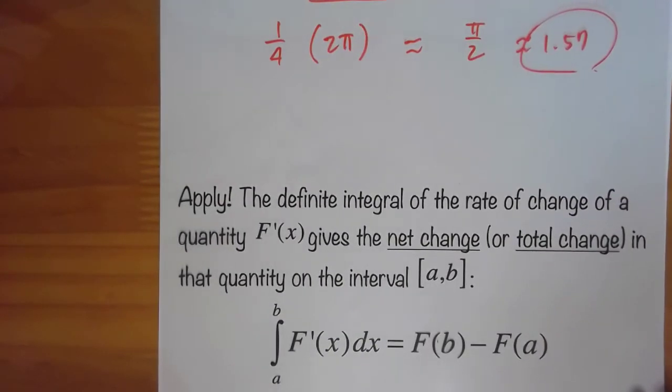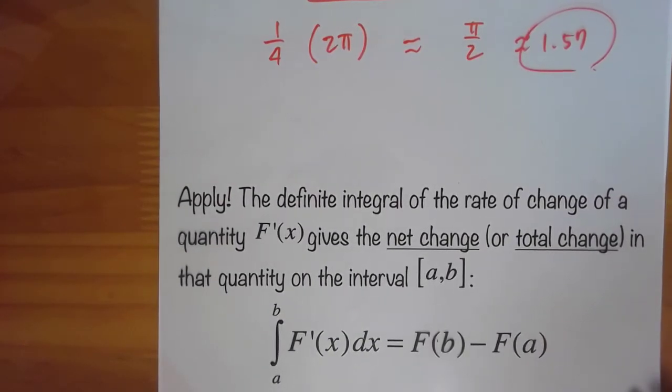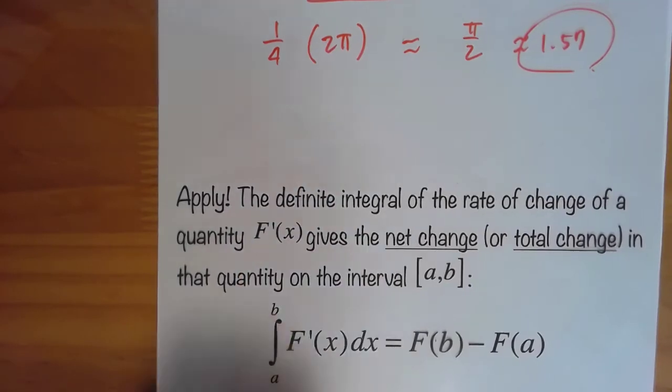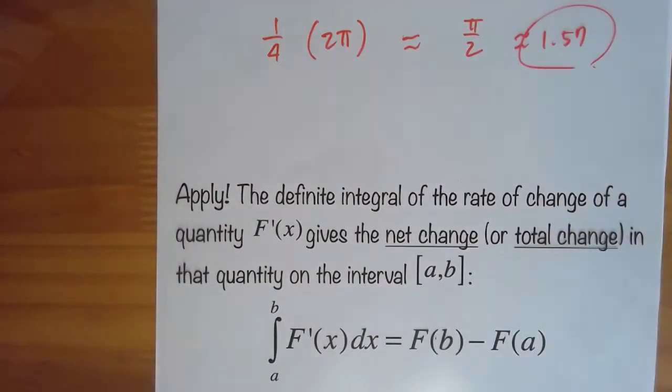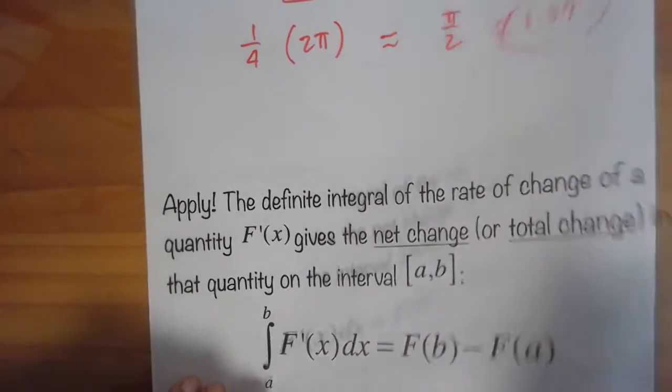Now, the definite integral of the rate of change of a quantity, f prime of x, gives a net change or total change in the quantity on the interval a to b. What does that mean? So obviously we're using some sort of integral here, okay? You have to keep that in mind, and I'm going to tell you the difference between net change versus displacement soon, okay? All right, so let's try one. I'm going to give you a few application problems so you know what to do. Let's go to this one first, okay?